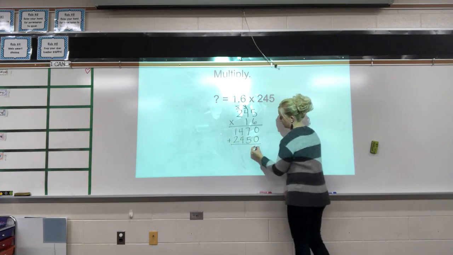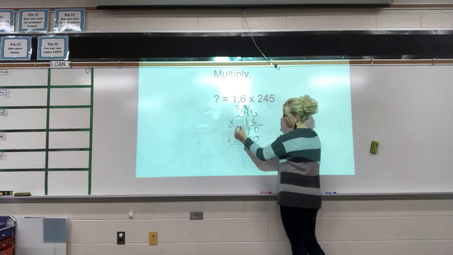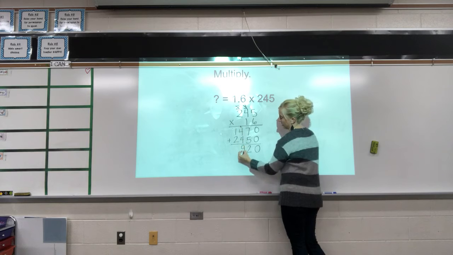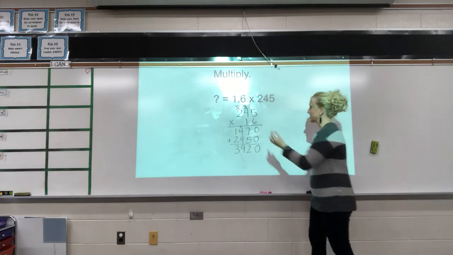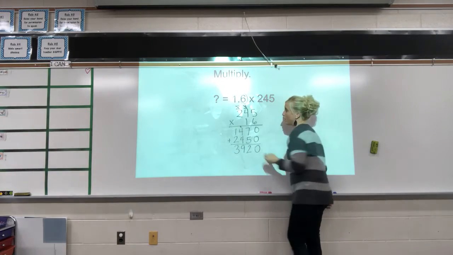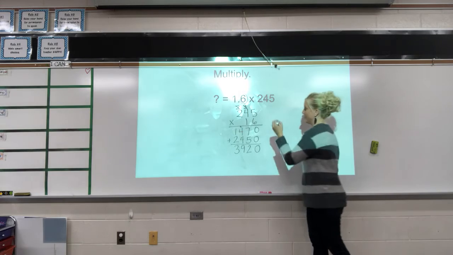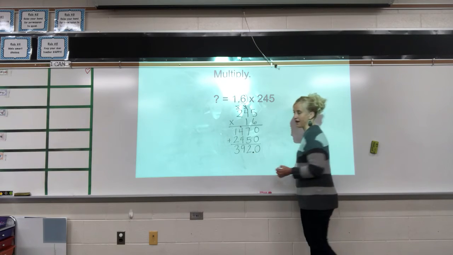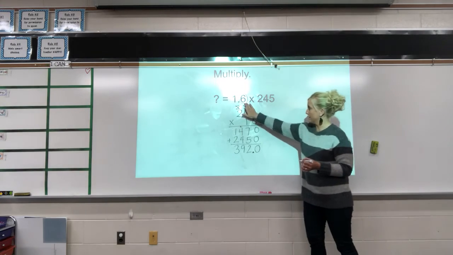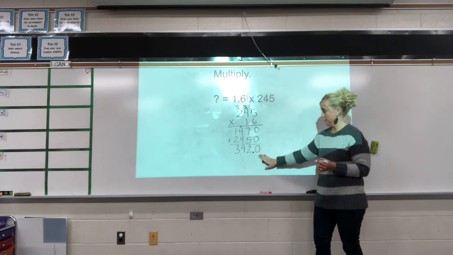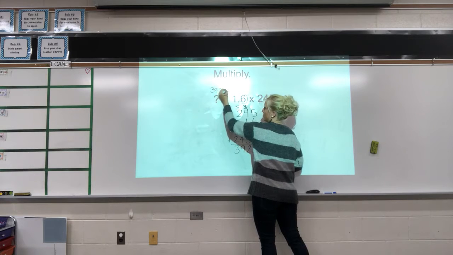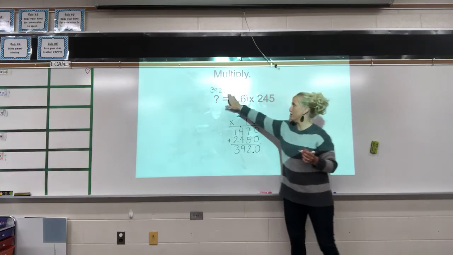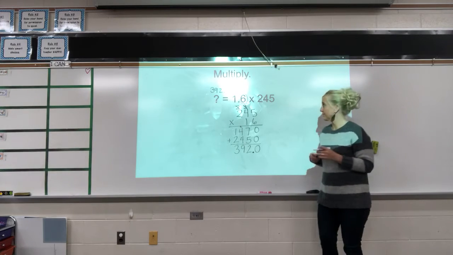Add my two numbers up. 0. 7 plus 5 is 12. 4 plus 4 is 8 plus 1 more would be 9. And then 1 plus 2 is 3. And then I go back and I look and I say, okay, in my problem, there was one number after the decimal point. That means here there needs to be one number after the decimal point. So our answer here is 392.0. And if you didn't want to write that 0.0, you wouldn't have to since it's nothing.